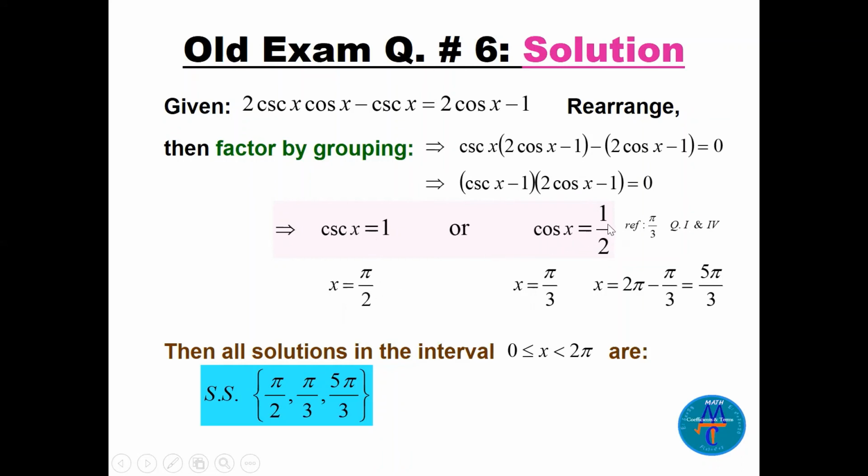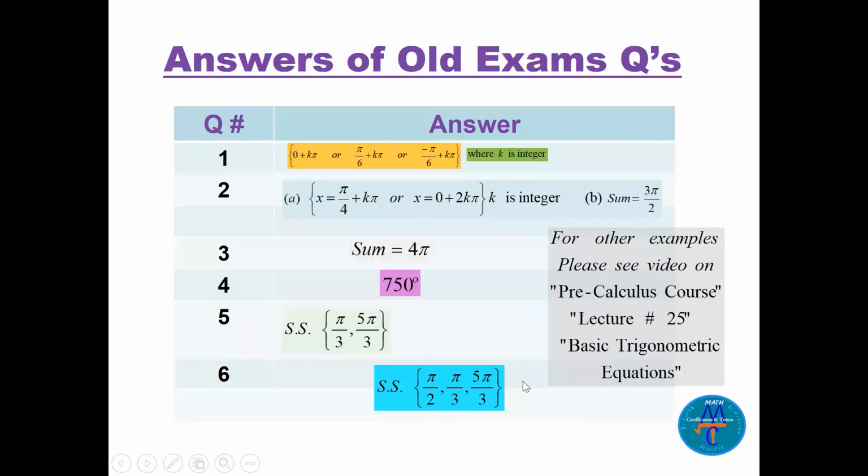And then cosine of x is equal to half, the same solutions. So now all the solutions between 0 and 2 pi will be pi over 2, pi over 3, 5 pi over 3. So there are 3 solutions for this and only 2 solutions for question number 5. So these are the answers of the 6 questions.